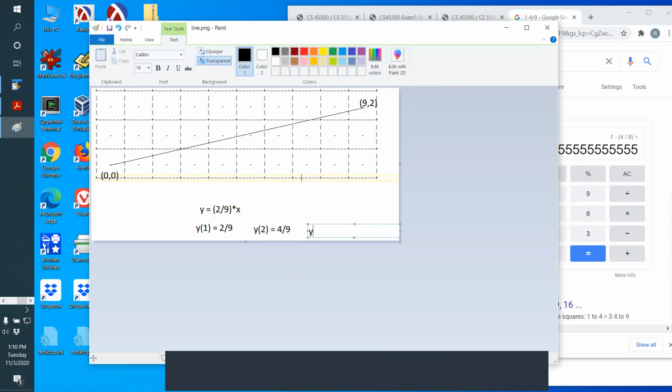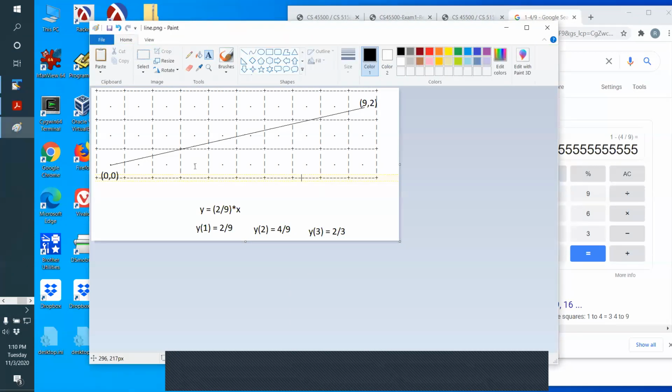So y of 3 is going to be 6/9. 6/9 is what? 2/3. Okay, so that one's pretty easy. This one is going to be one. Now notice we're moving closer up to here now. It's going to be 1/3 of the weight here and 2/3 of the weight here.